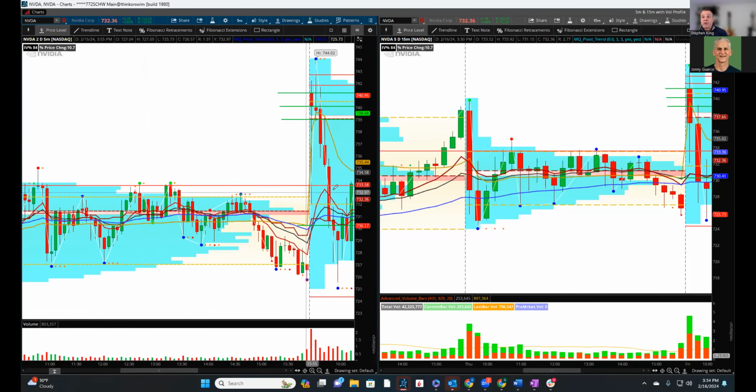Price got right up to this level. That's yesterday where it got rejected all day long. Here, here, here, kind of here, got close. But again, remember, it's not a dedicated level, it's a zone. So interesting, right? Price got rejected.